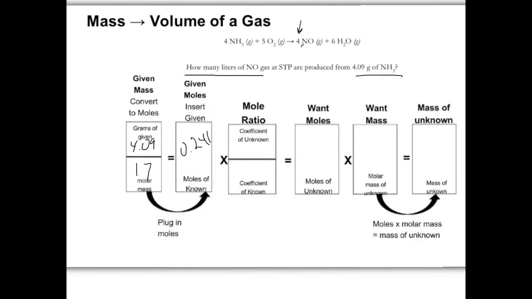Our mole ratio: the unknown is liters of NO. So we want to look up here. That's our unknown, NO, and that has a coefficient of 4. And the ammonia is what we were given over here. The coefficient up here is also 4. So we've got 4 over 4. When we multiply 0.241 times 4 over 4, we get 0.241 again. Now here's the difference. In this case, we want volume. So instead of including the molar mass over here, we're going to include the molar volume of a gas at standard temperature and pressure, which is 22.4 liters for any gas.